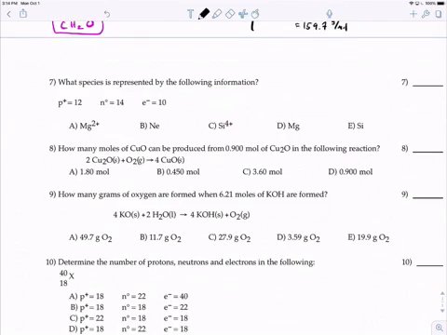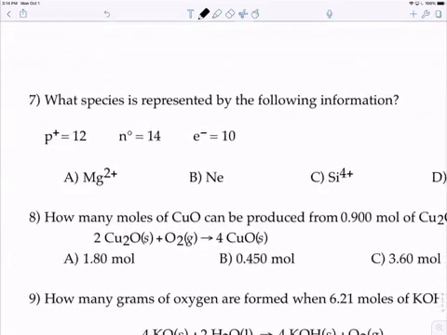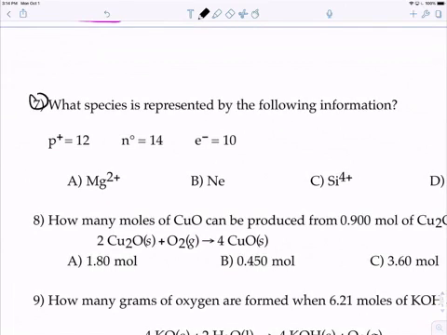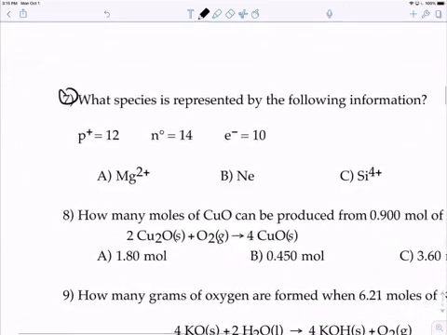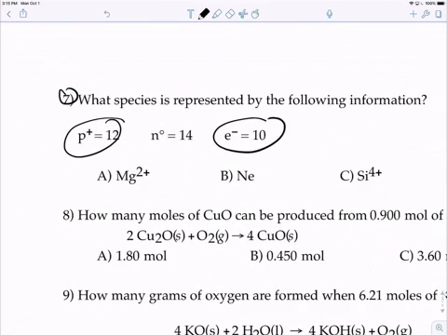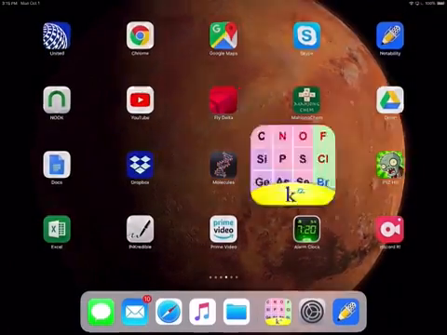Oh, okay. What species is described by the following information? So if there is 12 protons and 10 electrons, you know it's going to be +2. So that's the first part. So you know it's plus 2 from that. And the 12 protons, you look to something that has a 12 atomic number, it's magnesium.